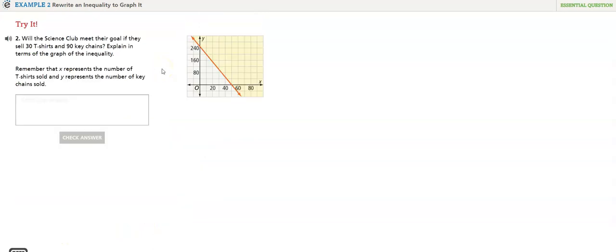All right, your job now is to interpret the graph that was already made. So here's our graph again. And the question is, will the Science Club meet their goal if they sell 30 t-shirts and 90 keychains? Explain in terms of the graph of the inequality. Remember that X represents the number of t-shirts sold and Y represents the number of keychains. So down here, these are our t-shirts and these are our keychains. If I sell 30 t-shirts and 90 keychains, am I going to meet my goal?